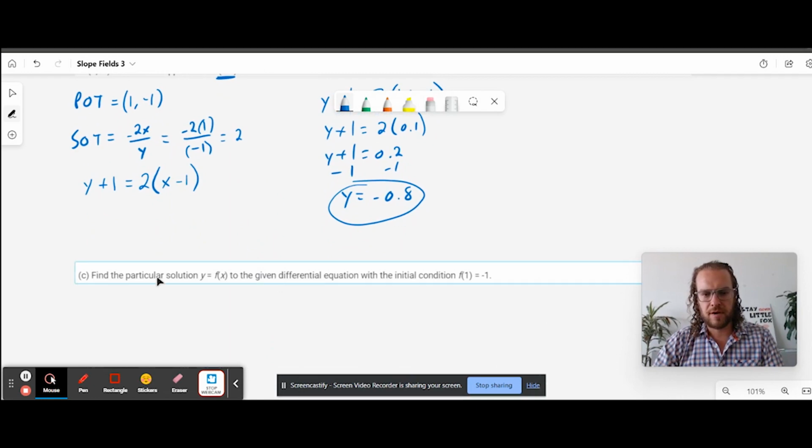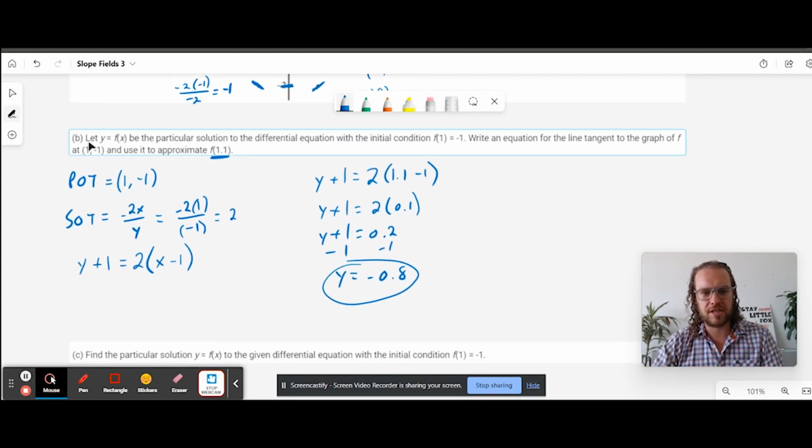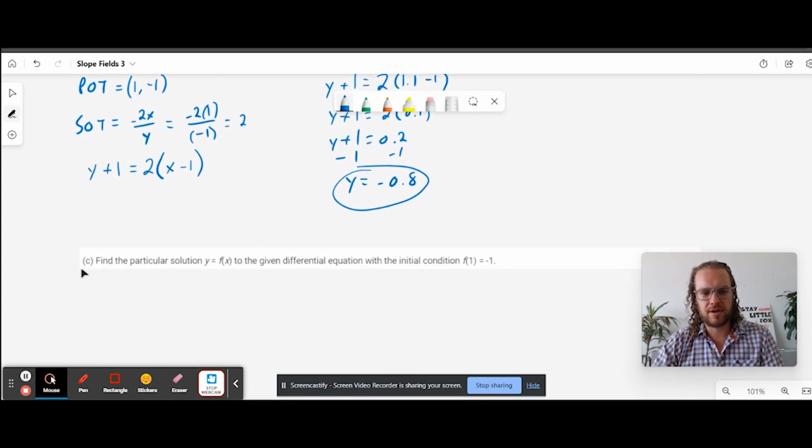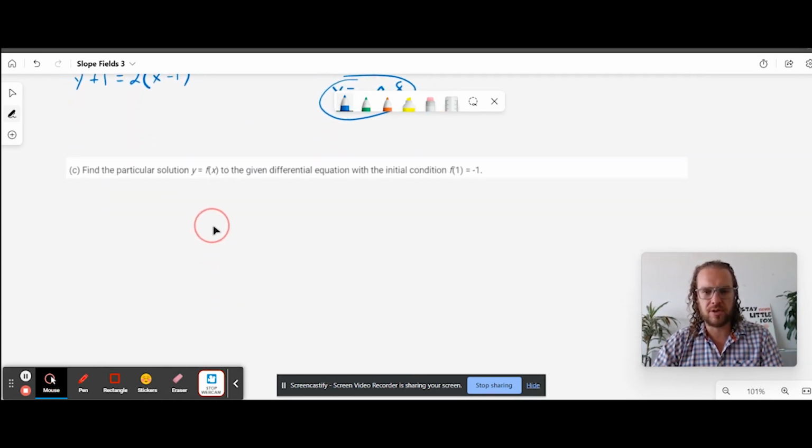If we continue, of course, now they do say find what that particular solution is. Whereas you'll see here, they just said let it be it. Here they're saying find that solution. So now we do need to actually find that particular solution.